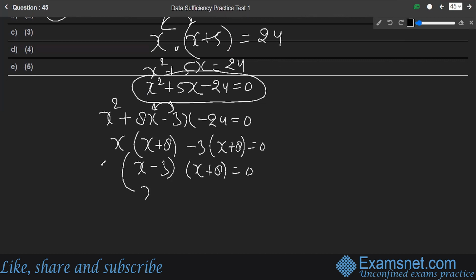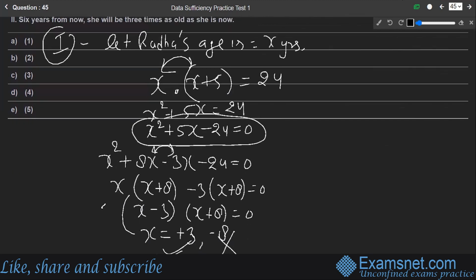So it can be two values, x equal to plus 3 and x equal to minus 8. Clearly Radha's age cannot be minus 8. So Radha's age x is 3. So clearly the data in statement number 1 was sufficient to answer the question.